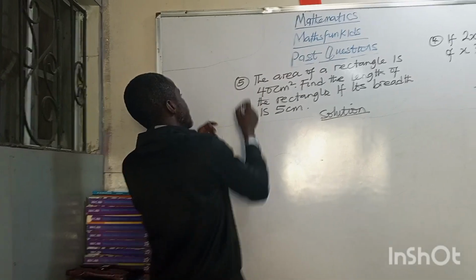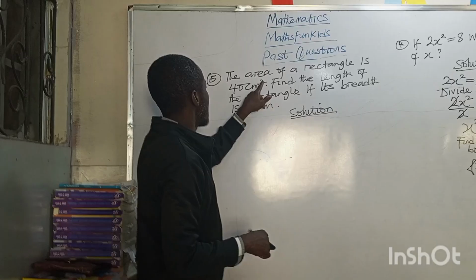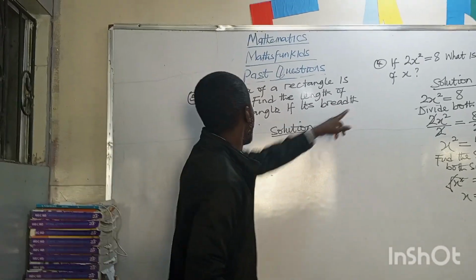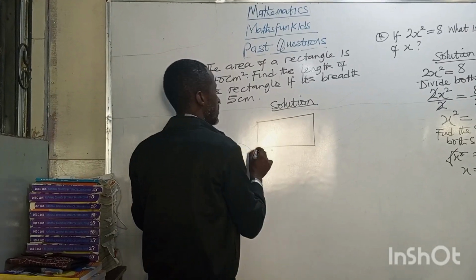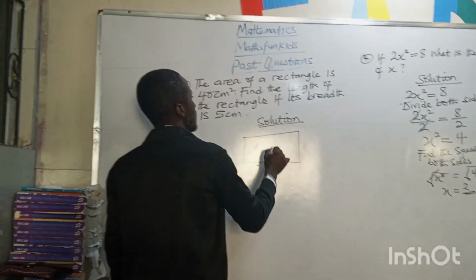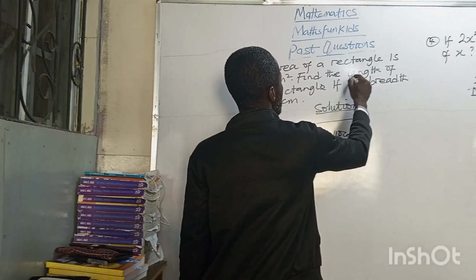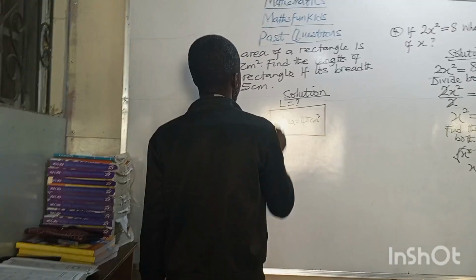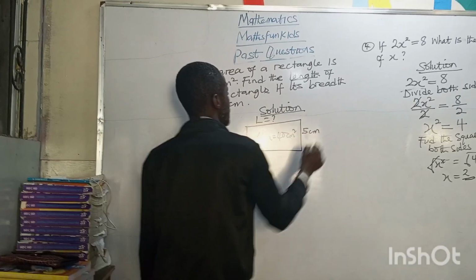This is another question. Question number 5. The area of a rectangle is 40 centimeters squared. Find the length of the rectangle if its breadth is 5 centimeters. A rectangle, the area is 40 centimeters squared. Find the length. This is what you are asked to find. The length is unknown if its breadth is 5 centimeters. This side is 5 centimeters.